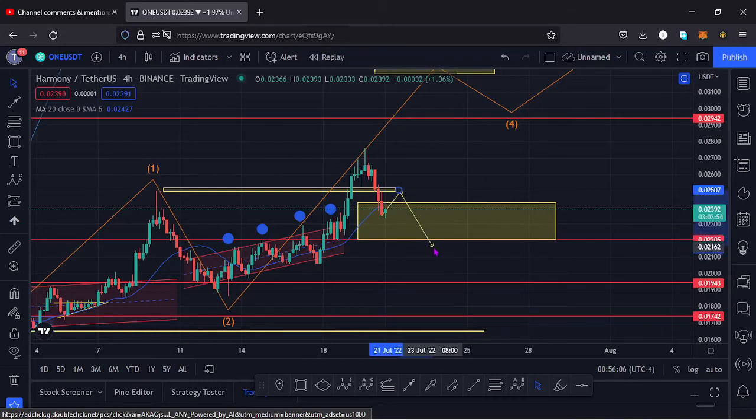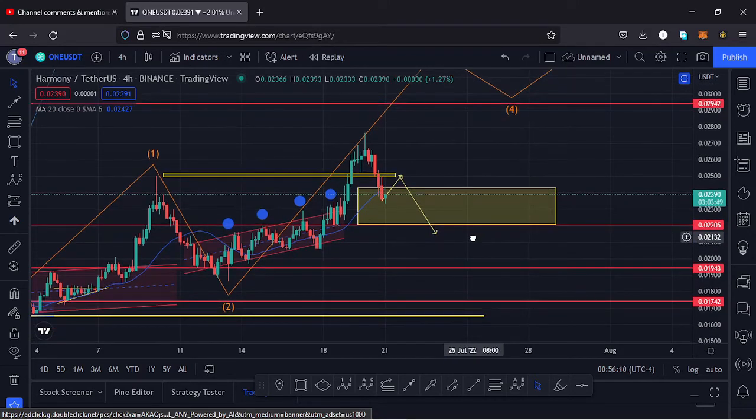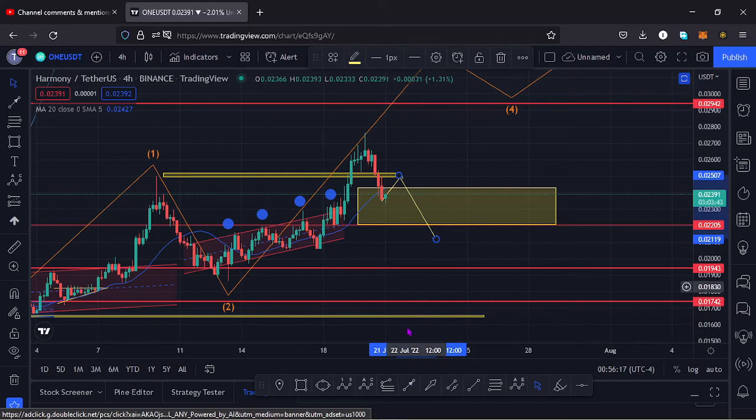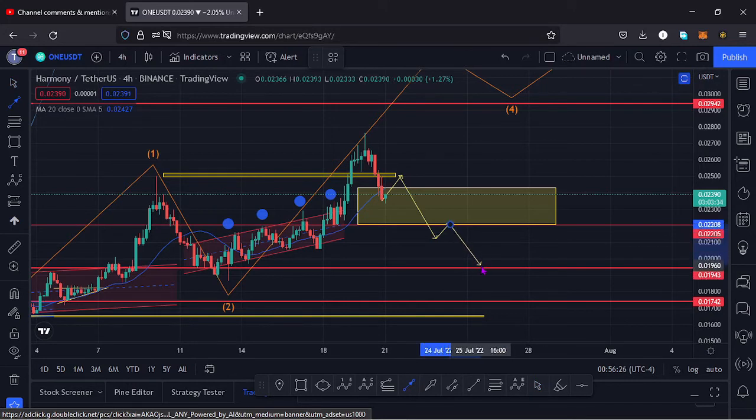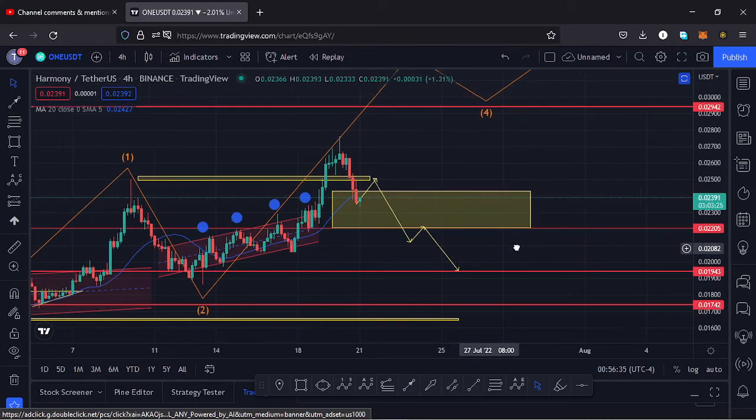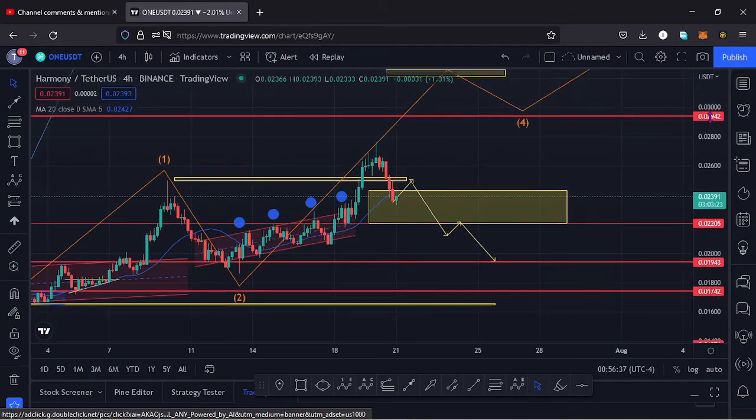And in case we lose that key area of support, then that would be the worst case scenario for Harmony 1, because that would mean we might be unlocking even lower prices. We might even have a retest of this support line up there. Then once that happens, we might break down to around the $0.019 mark, which is our next key area of support. So those are the moves that I expect to play out here, basing it on the Fibonacci's and the Elliott waves.